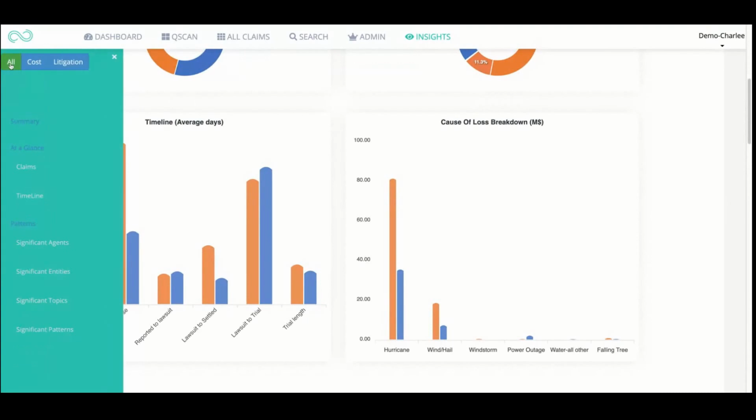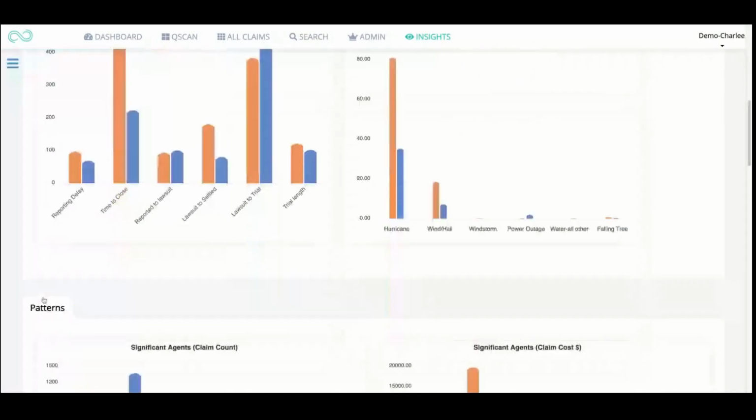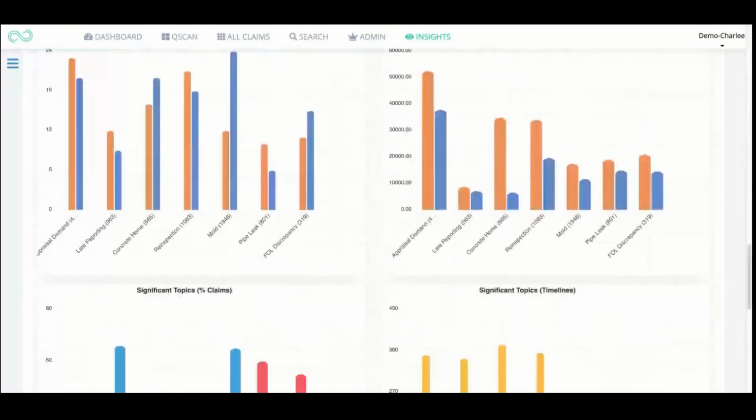Another thing that Charlee automatically does is we have various built-in machine learning models and AI models to extract topics from the claims. So, for example, you can look at what are the significant topics that are found in my roof damage claims, and it tells you right there that things like reinspection, mold, or a fact of loss discrepancy. These are some of the significant topics. These are having a higher chance of litigation or a higher cost involved.